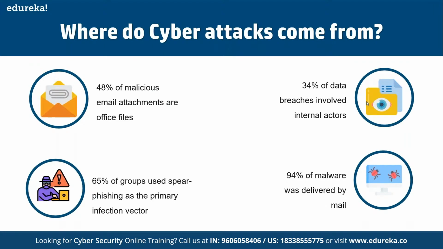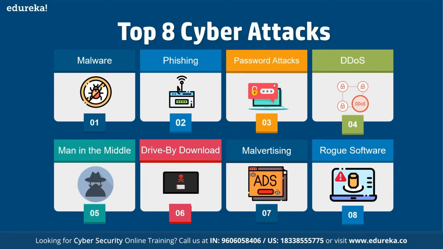So now here we have different types of attacks. First of all, we have malware, we have phishing, we have password attacks, we have DDoS, which refers to denial of service, and then we have man in the middle. Then we have drive-by download, malvertising, rogue software. So again, these are all different tools available out there for different methods of attacks. There are hundreds of other attacks, but these are the most popular ones, or you can say the most infamous ones. So let's discuss these one by one.